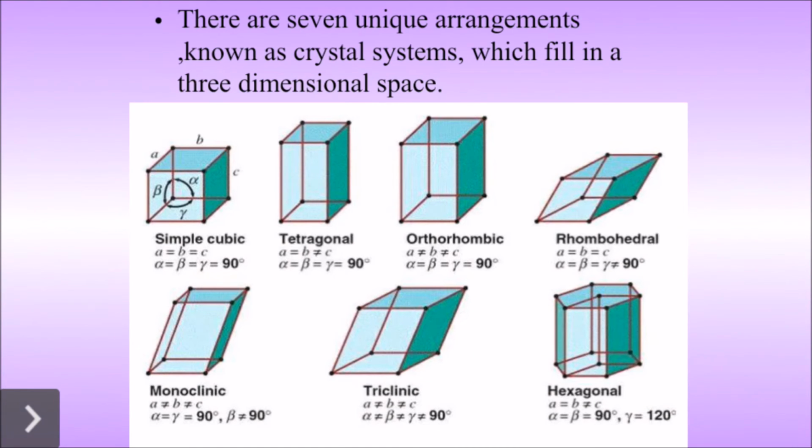If you find any crystal, there are only 7 unique arrangements, known as the crystal systems, which fill a three-dimensional space. The first is simple cubic, second is tetragonal, third is orthorhombic, fourth is rhombohedral, fifth is monoclinic, sixth is triclinic, and seventh is hexagonal.